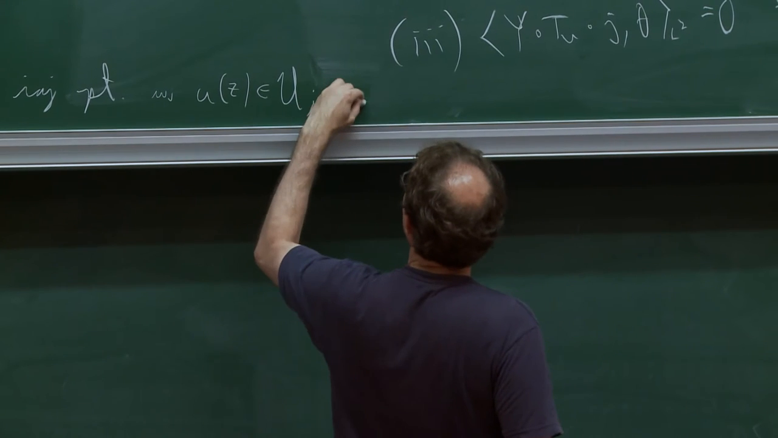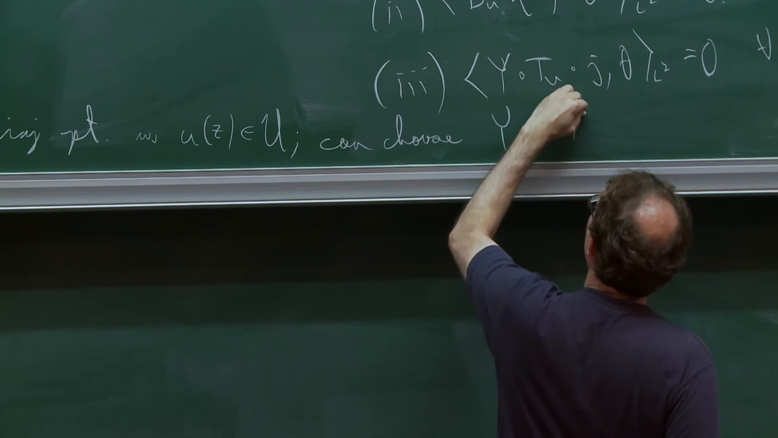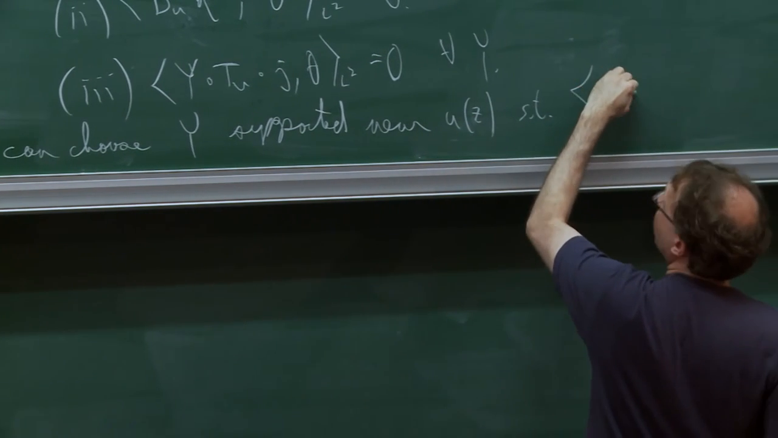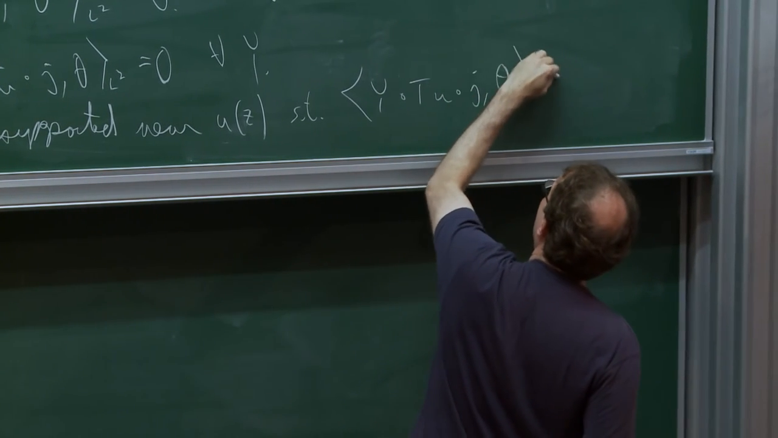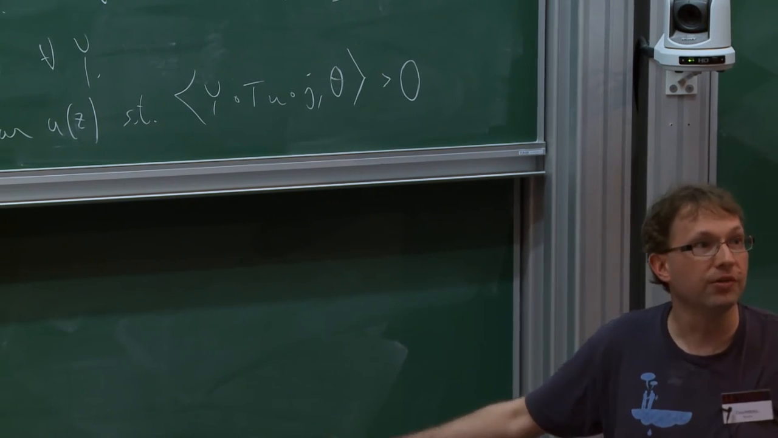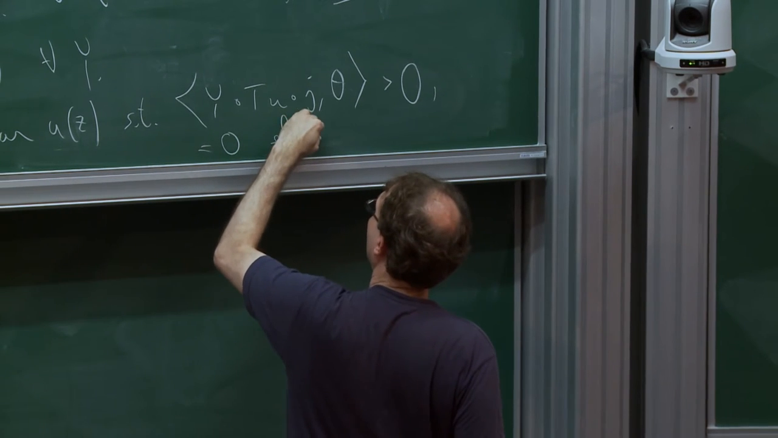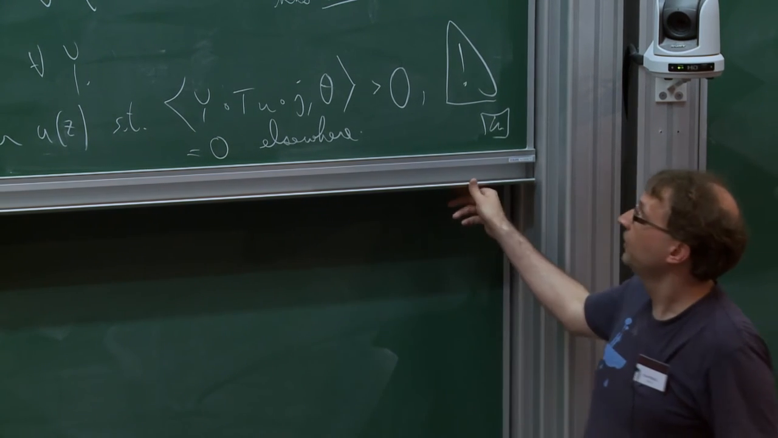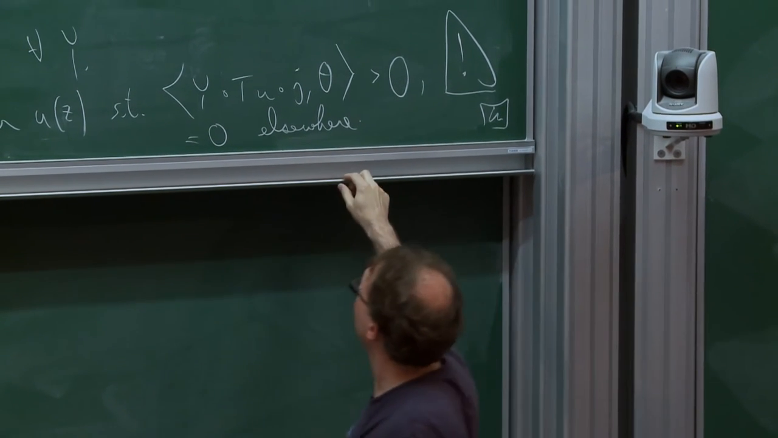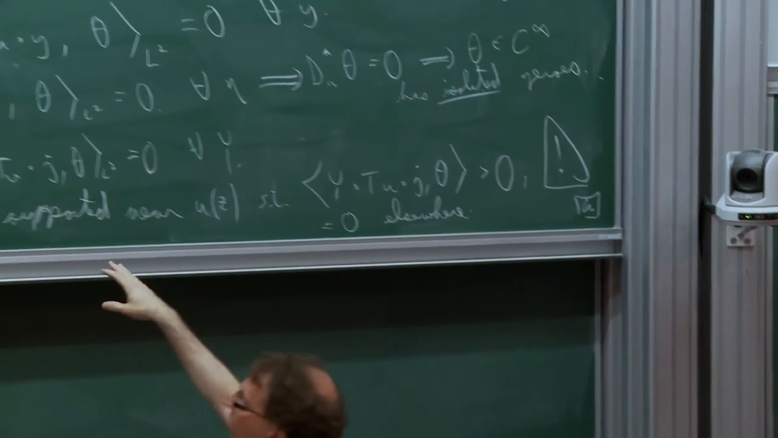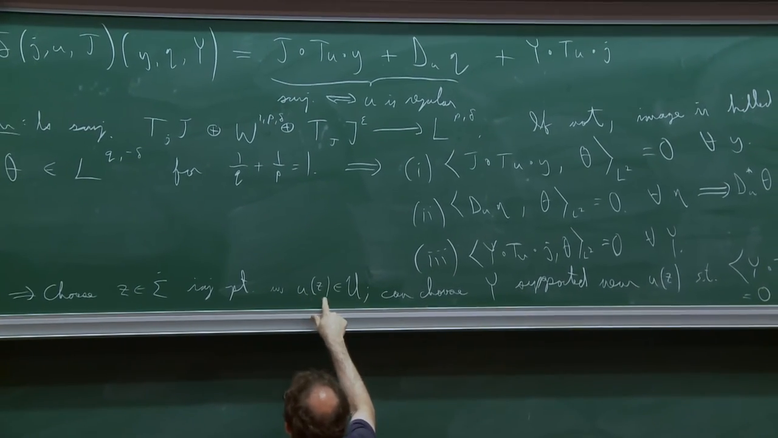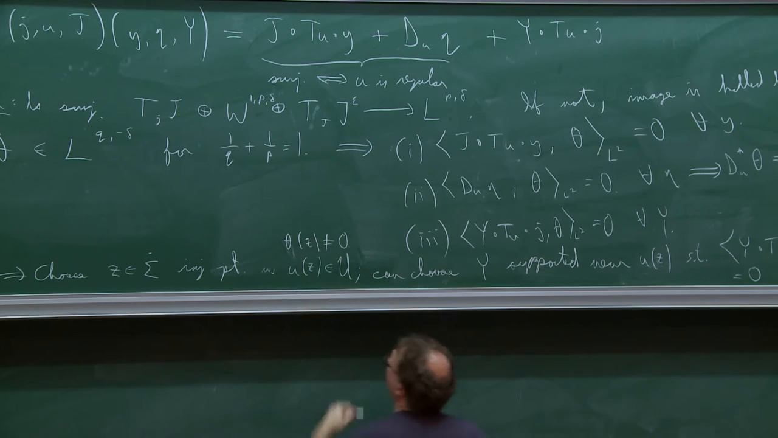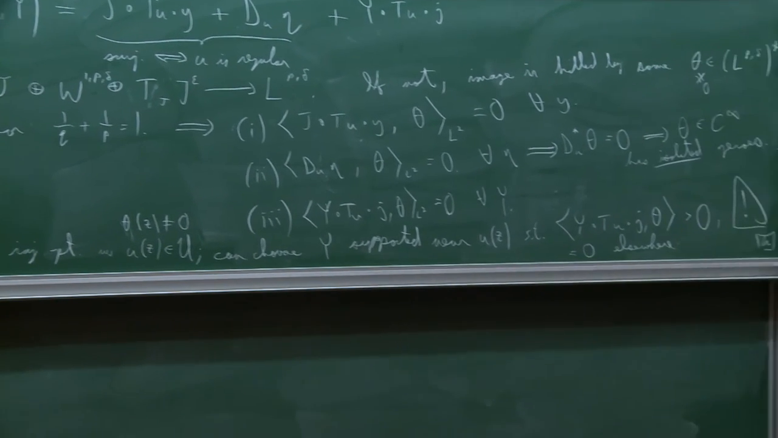In particular, I can choose Y to be supported near u(z) such that pointwise this pairing is positive, but it vanishes everywhere else. And that's my contradiction. Right? Because I'm able to do this because I know, in fact, I should have also added this. Without loss of generality, by moving this injective point a little bit, I can also assume theta(z) is not zero, right? Because there are only isolated zeros of theta. That's what I got from condition two.